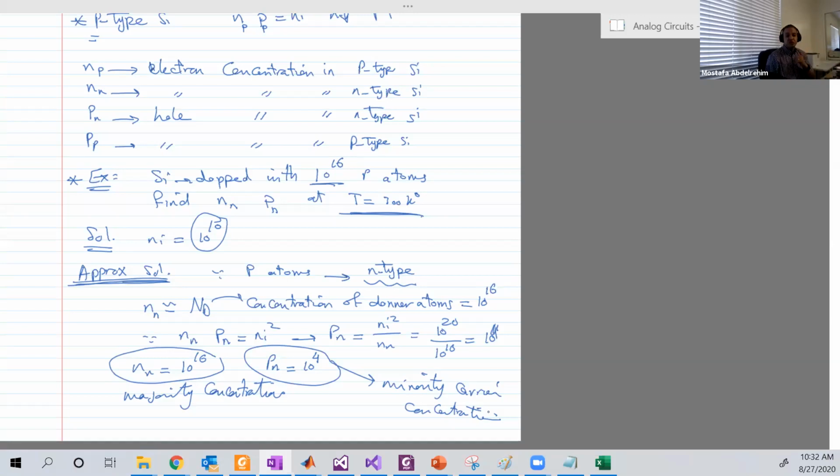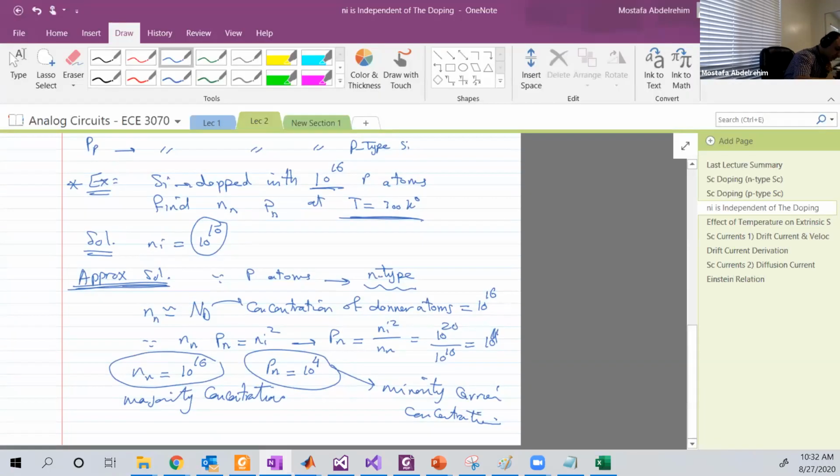Now, this is the first solution. Based on the first solution, we know that Nn equal to 10 to the power 16 electrons per centimeter cube, and Pn is equal to 10 to the power 4. Now let's try the exact solution, not the approximate one. This should be close, right?